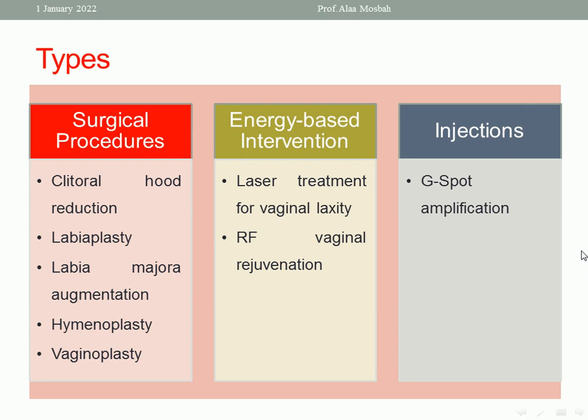Let us go to the third group, injection. G-spot amplification by injection of collagen or fat in the area suggested to be the site of the G-spot. However, regarding the G-spot itself, there is controversy about it and its role in vaginal orgasm. Another, fourth group you can consider is lightening of the vulva as a management of a darkly pigmented vulvar region.